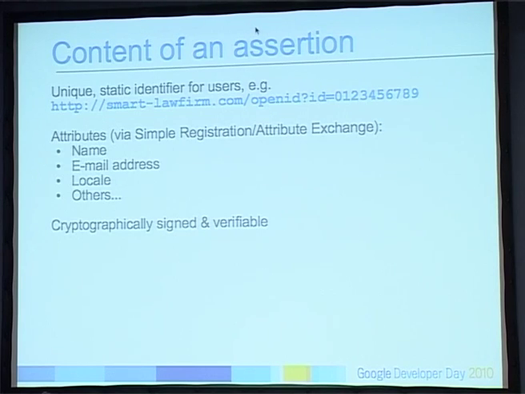The content of the assertion, the main point, is this ID. This is just a long, opaque URL that uniquely identifies that user. If we've requested additional information using some of the extensions, such as attribute exchange, we can get additional information about that user. And again, this is all signed with a key that is only known between the identity provider and your app, so it's something that you can verify very easily.